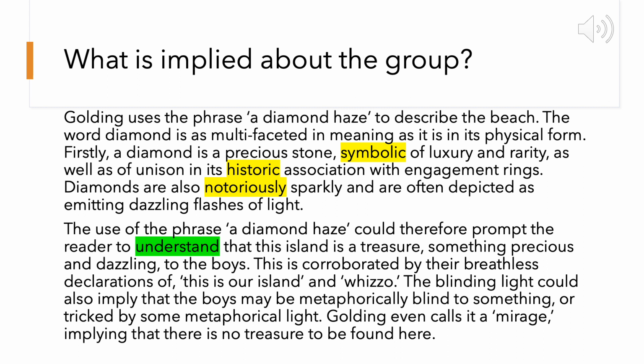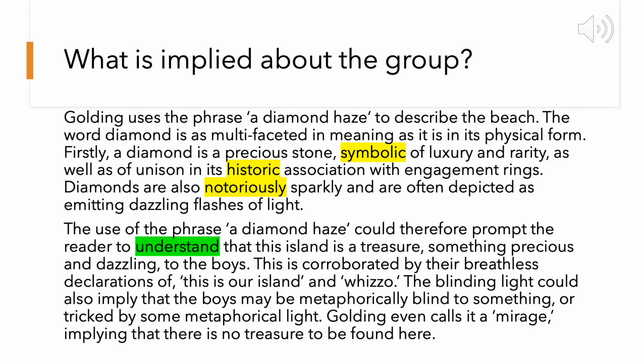Firstly, a diamond is a precious stone, symbolic of luxury and rarity, as well as of unison in its historic association with engagement rings. Diamonds are also notoriously, that means well known, sparkly, and are often depicted as emitting dazzling flashes of light. So there's my first explanation of the things that were on the previous slide. It's symbolic of this, it's got associations with this, it's well known as being this. So here's where I explain it.